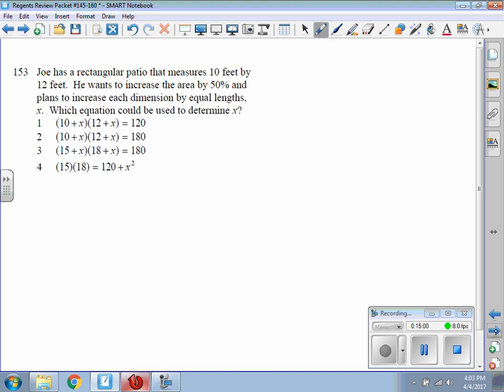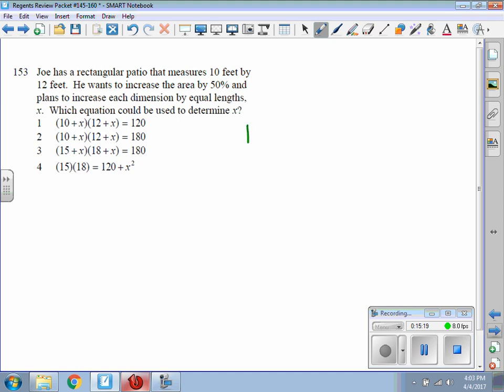153. Joe has a rectangular patio that measures 10 feet by 12 feet. He wants to increase the area by 50% and plans to increase each dimension by equal lengths, x. Which equation could be used to determine x?